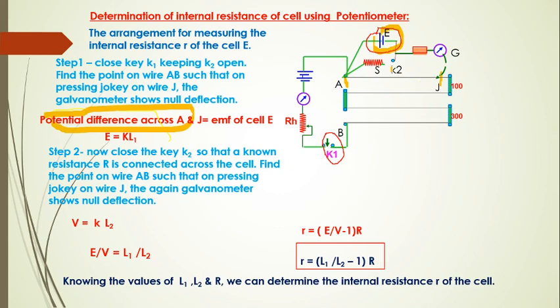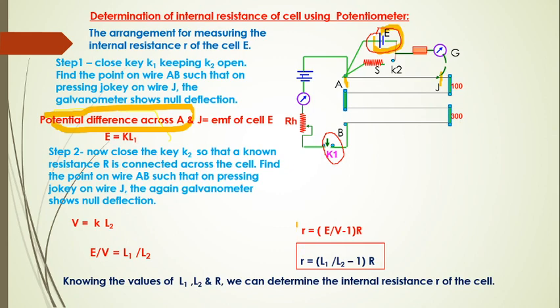Now close the key K2 and slide the jockey over the wire to obtain the balance point where the galvanometer again shows null deflection. This is the new length of the wire, L2. The potential of the cell, the potential across this resistance S, and the potential across this wire are the same. So V equals K into L2. Dividing, E divided by V equals L1 divided by L2.